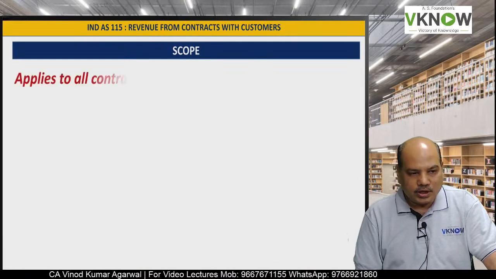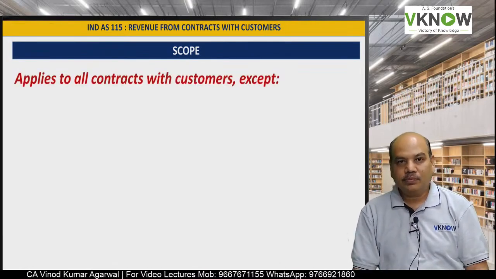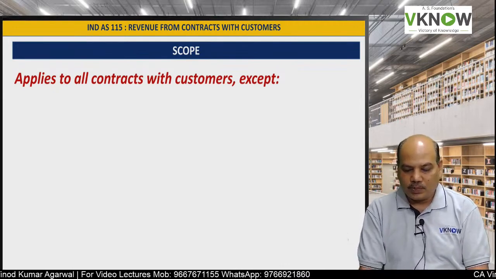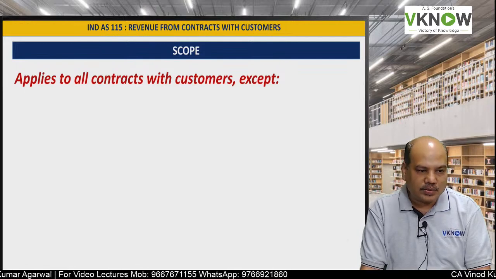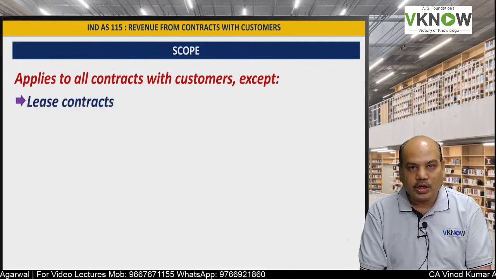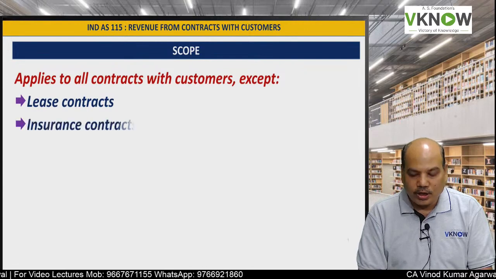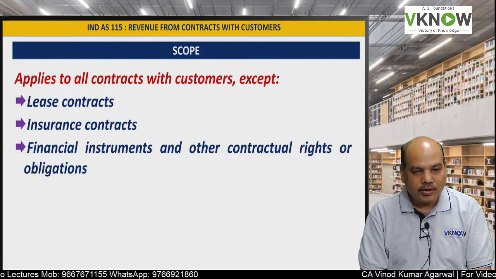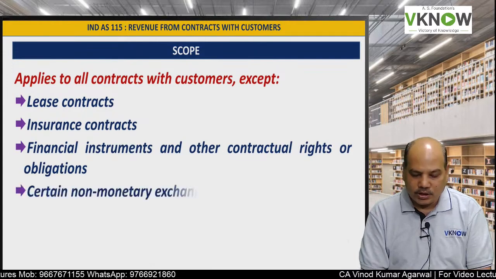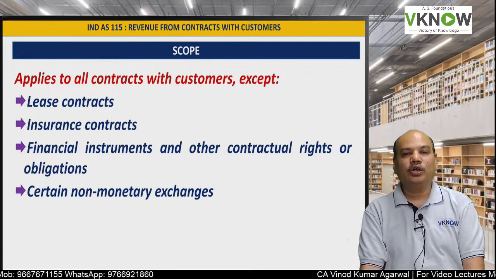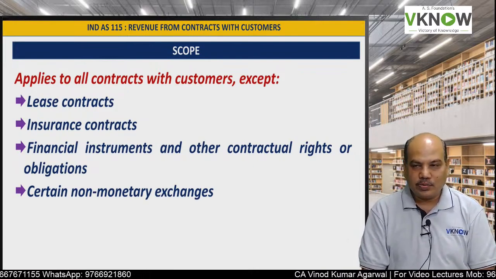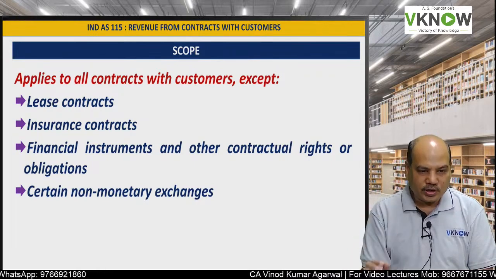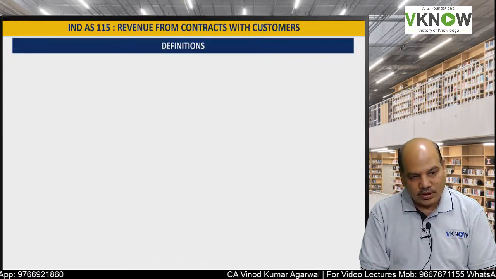So first we'll check the scope of IND AS 115. This standard is called Revenue from Contract with Customer. It applies to all contracts with customers, but it does not apply to lease contracts. There is another standard for insurance contracts, another for financial instruments, and certain non-monetary exchanges. Non-monetary exchange means exchange of goods for goods, so certain non-monetary exchanges are also not covered by this standard.